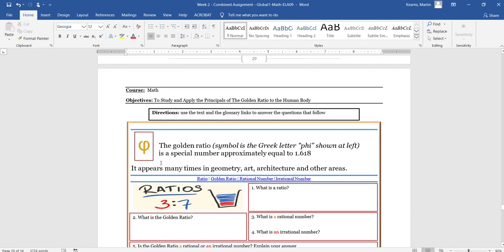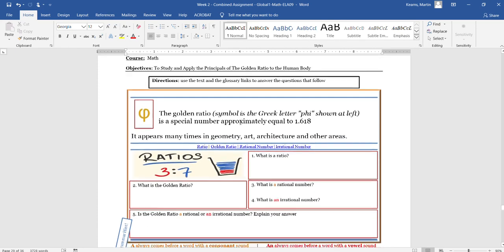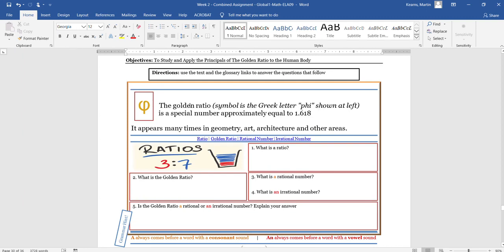After you're done with forensics, you guys are going to do some cool math work, which involves the study and application of the principles of the golden ratio to the human body. Use the text and the glossary links to answer the questions that follow. So first you get a definition. The golden ratio, and this is the symbol phi, which is the symbol for the golden ratio. It's a special number approximately equal to 1.618. It appears many times in geometry, art, architecture, and other areas.